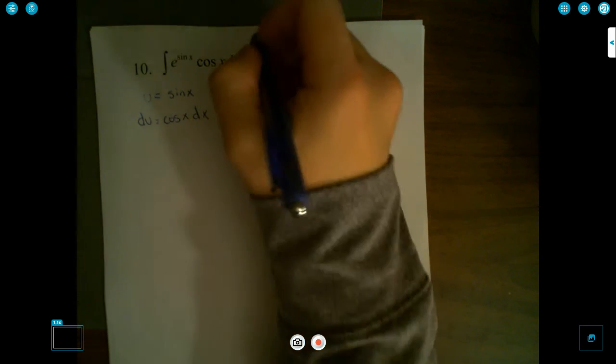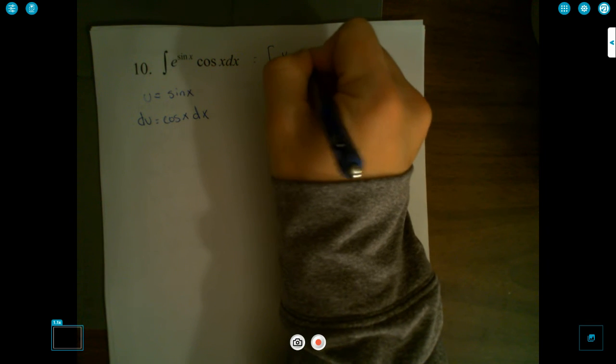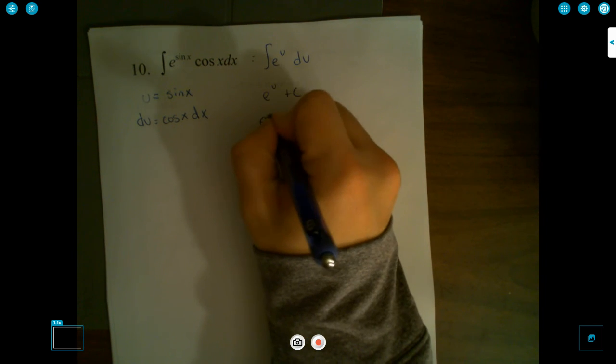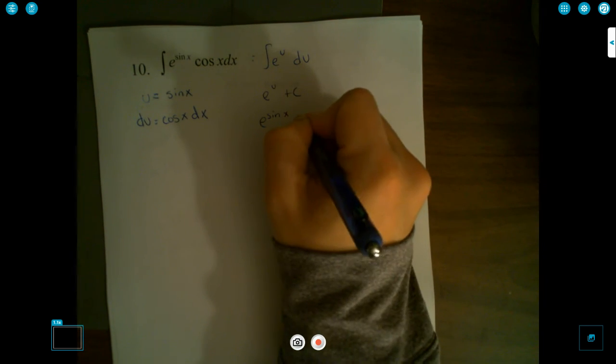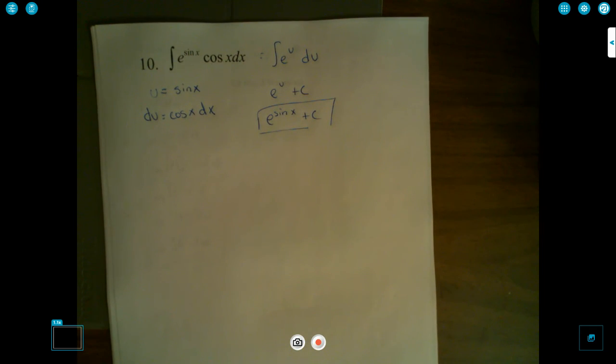And from there, we can substitute in. So you get the integral of e to the u du. Matches up perfectly. Integrated, you get e to the u plus c. And then we just substitute back in. So e to the sine x plus c. And that's it for part 2 of 5.3.